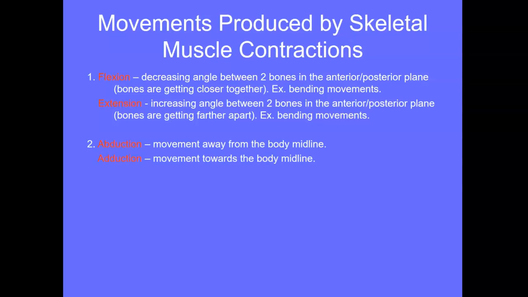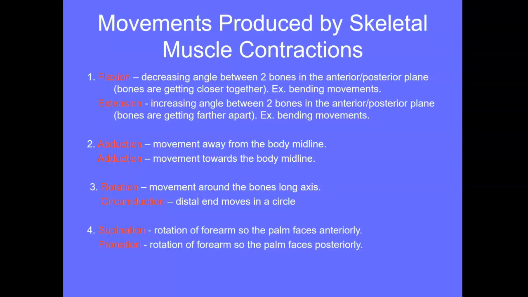Abduction and adduction. Abduction is moving away from the body midline. So if you were to put your arms way up in the air and then bend backwards, that's abduction. Adduction is movement towards the body midline, like doing crunches, like a clamshell. Rotation, that one makes sense. You're moving around the long body axis. Circumduction is where the distal end is moving in a circle. Remember in PE how you put your arms out to the side and then you do arm circles?